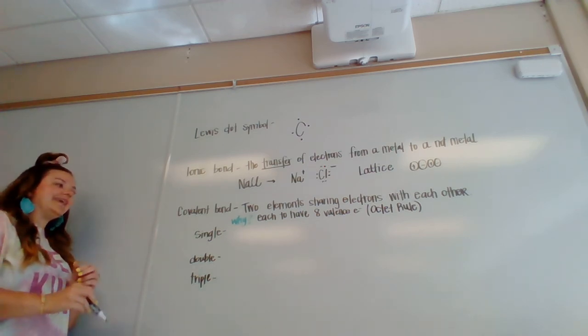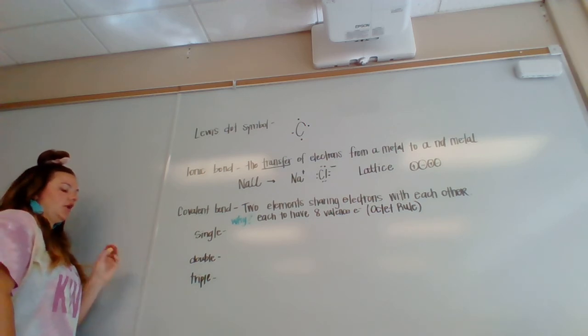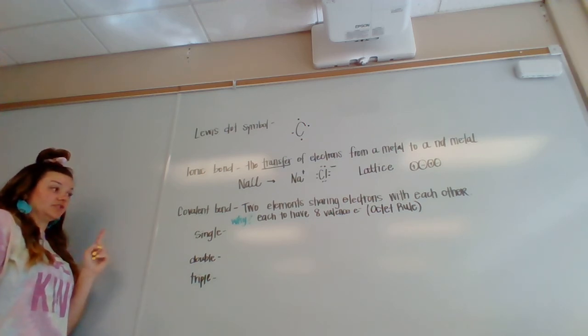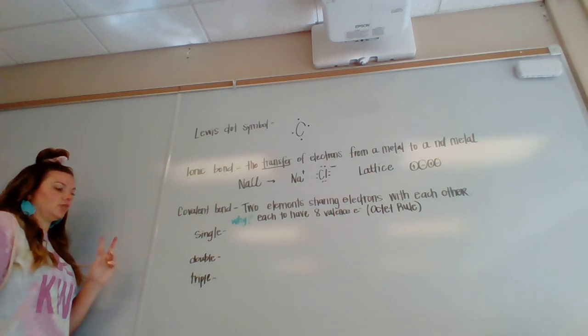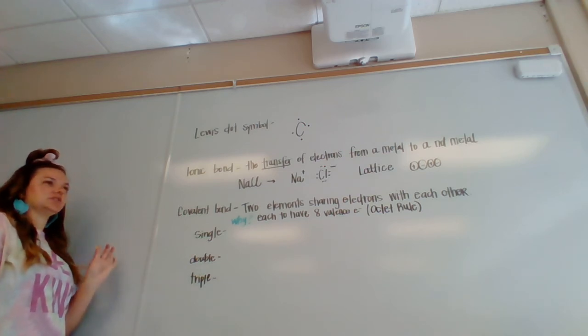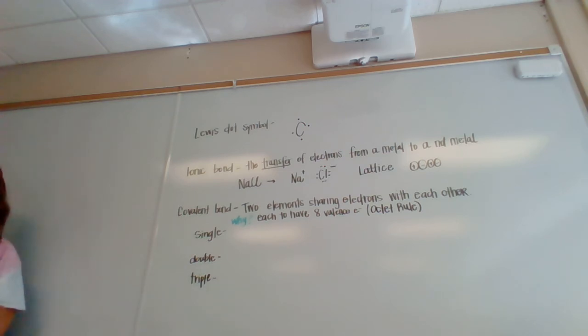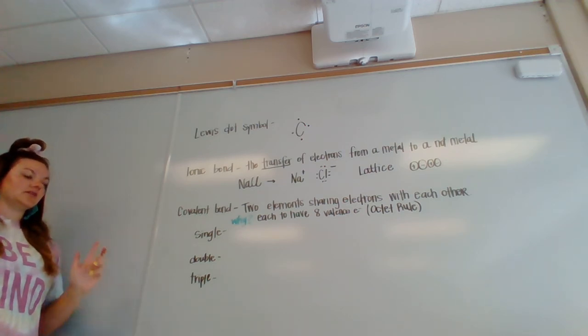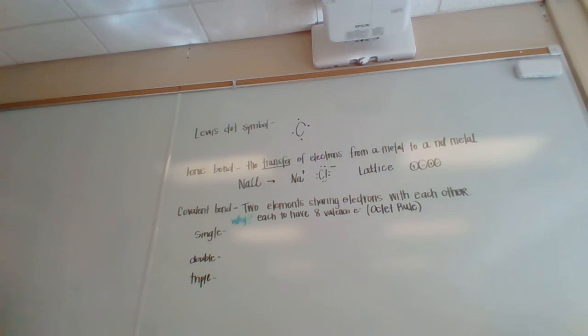So there are 3 different types of covalent bonds. There's a single covalent bond, a double, and a triple. There is no such thing as a quadruple bond. It doesn't exist. I ask that sometimes and people get that wrong. So that's why I tell you.